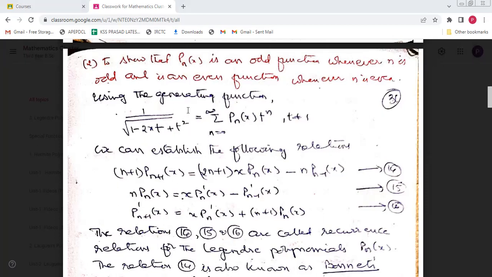The left-hand side, when expanded by the binomial theorem, the resulting function can be put as the series of the Legendre function, summation Pn of x t power n. So what is the generating function? Same topics in the third unit: 1 by square root of 1 minus 2xt plus t square is equal to summation Pn of x into t power n, n running from 0 to infinity. So once again, 1 by square root of 1 minus 2xt plus t square equal to summation.